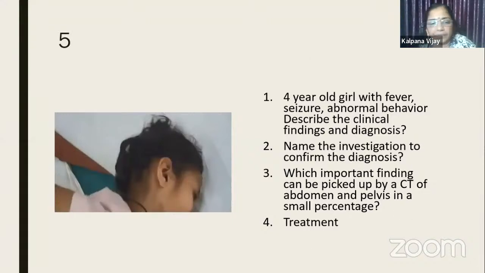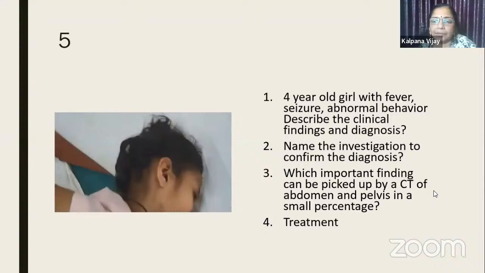So the clinical finding is the orofacial dyskinesias, and the child is very restless, and there are also dystonic movements of the upper limb. We can clearly identify the orofacial dyskinesias. So among the autoimmune encephalitis, what can it be? It will be an NMDA receptor encephalitis.